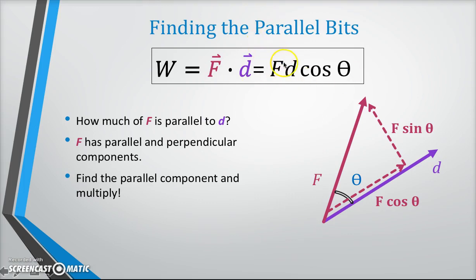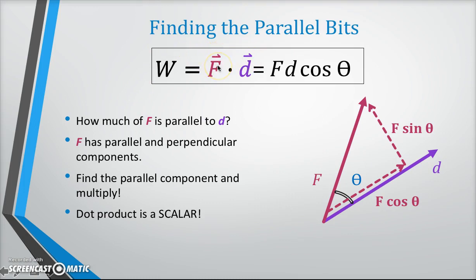Take your two vectors f and d, multiply them. If f and d are in the same direction, you're done. Cosine 0 is 1. If f and d are perpendicular to each other, you're also done. The answer is 0, because the cosine of 90 degrees is 0. If they're not completely parallel or completely perpendicular, f d cosine theta will give you the percentage of f that's going in the right direction to be multiplied with d. Done.